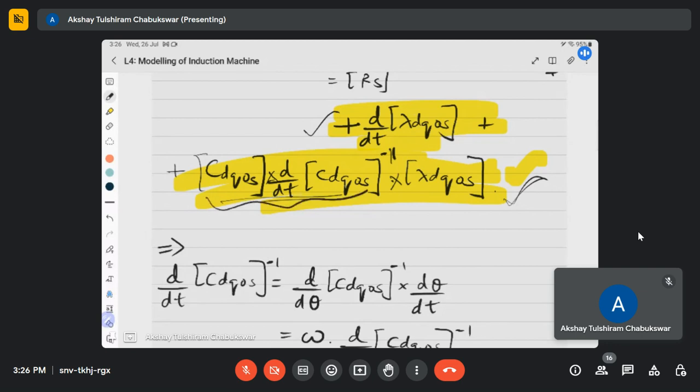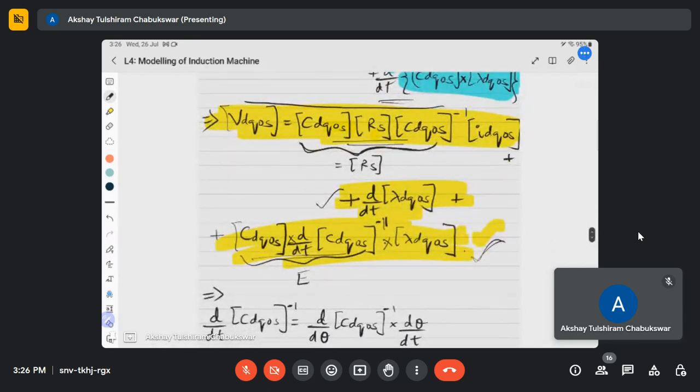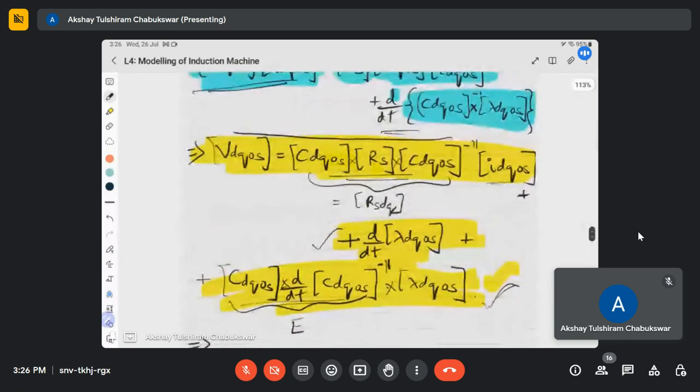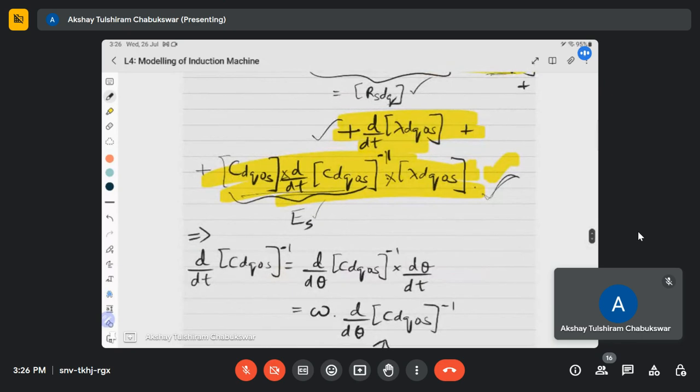Let us assume that this is some matrix called the E matrix. Also let's assume that the matrix C dq0s into Rs into C dq0s inverse is some matrix Rs in terms of dq. Let us use the nomenclature Rs dq. Now you have to find the values of these matrices, Rs dq and the E matrix. Let us write Es because it is for the stator.